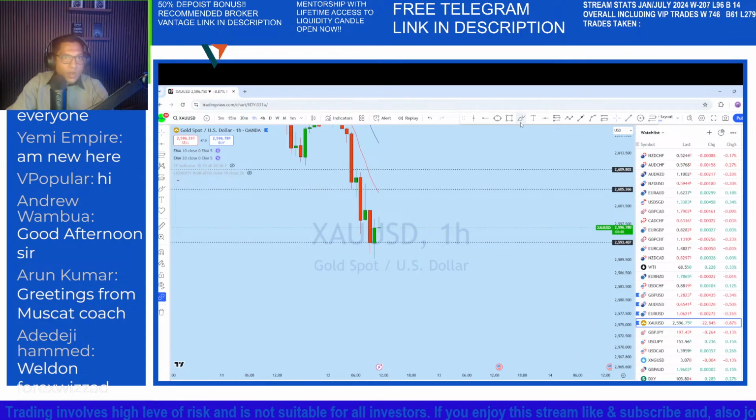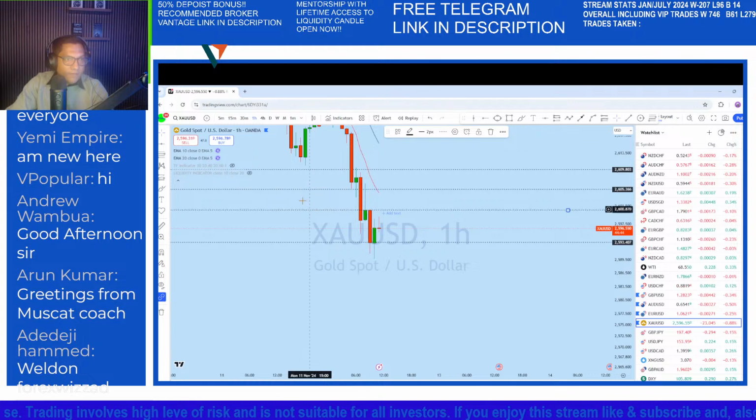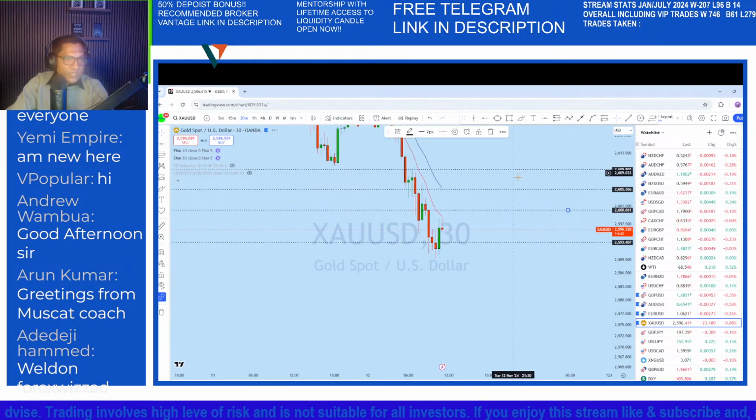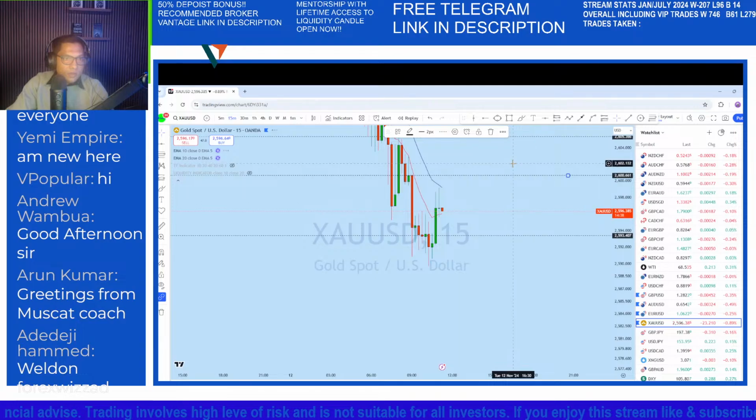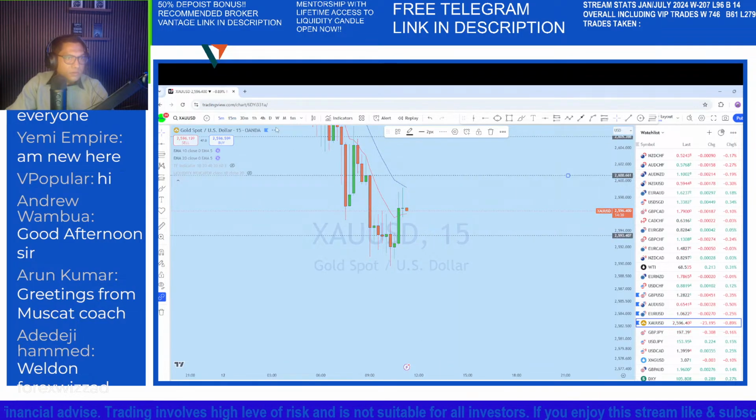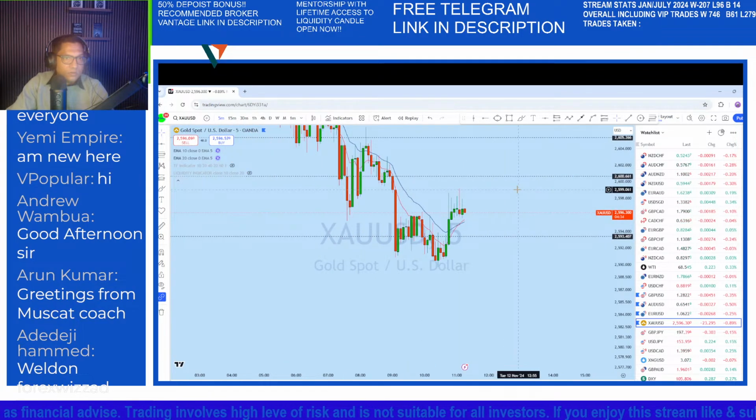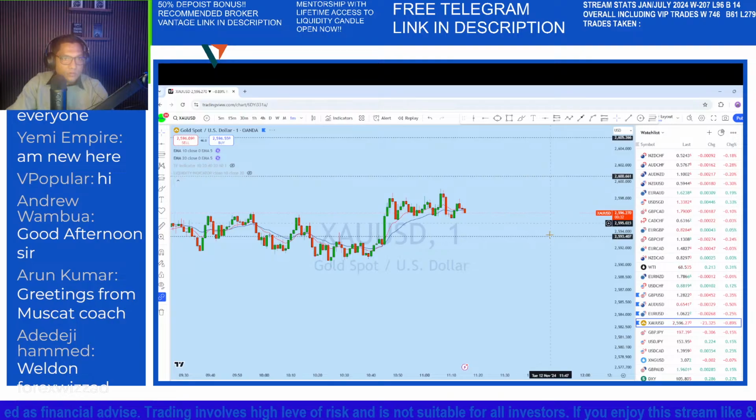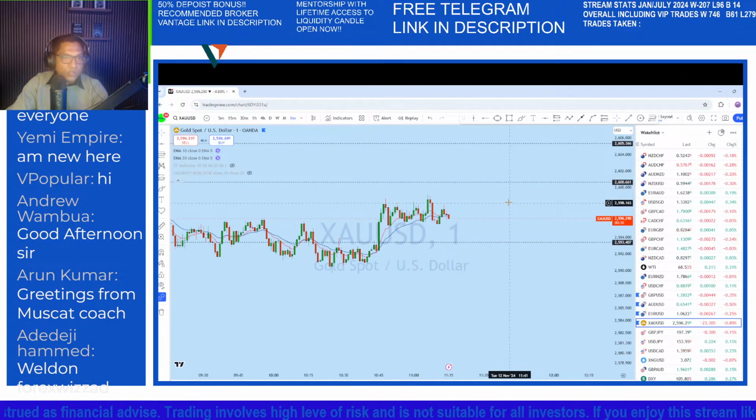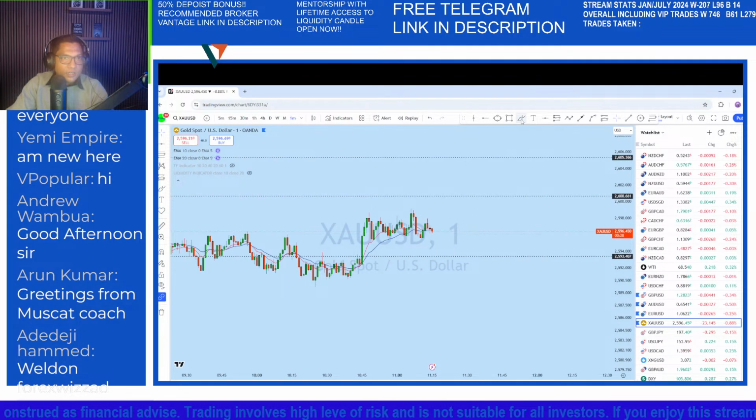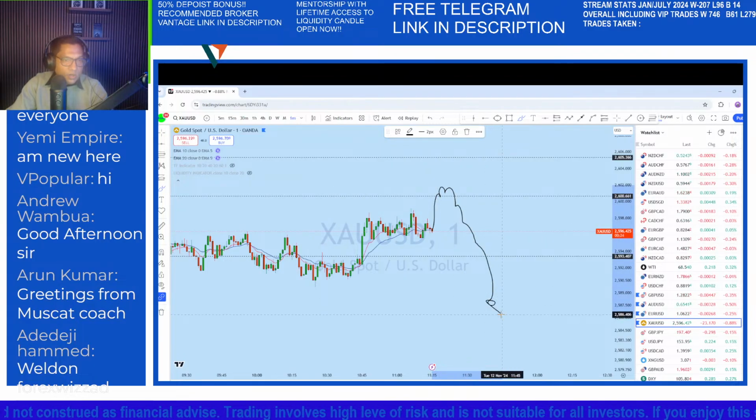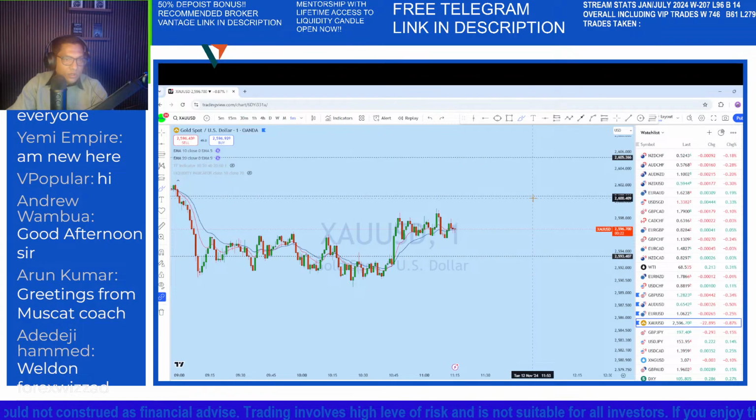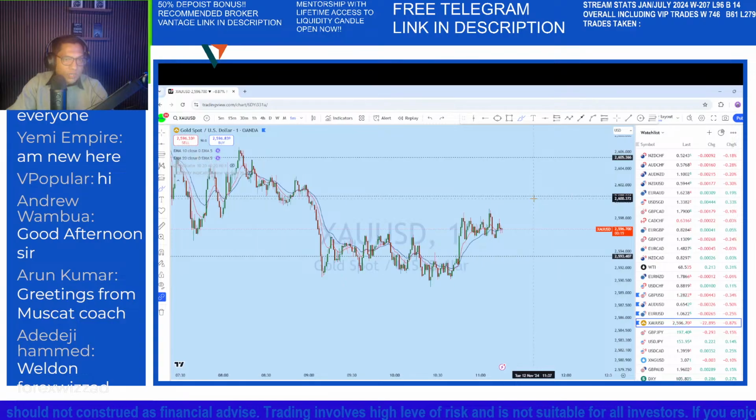So from the 1 hour perspective, if we draw a level here, we can see that this is also an important level. Now, I would like to see one more rejection here to the upside to retest this level. Then we can look for a potential selling opportunity on XAUUSD.